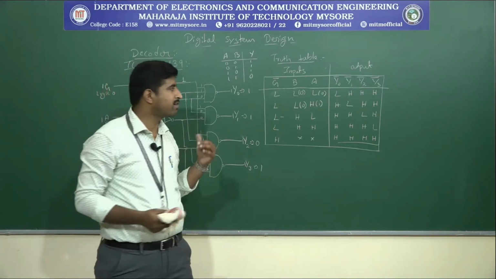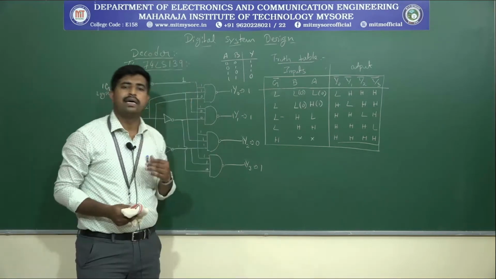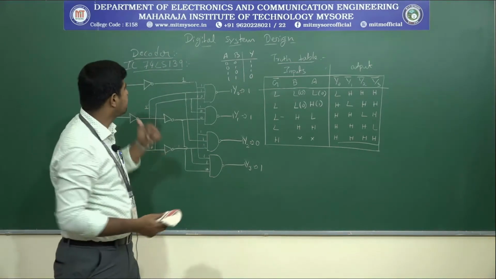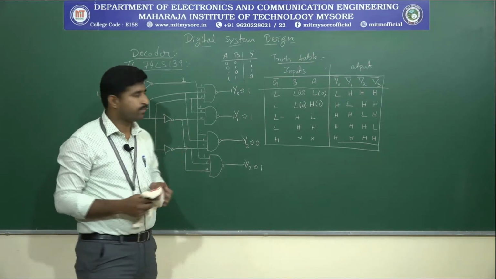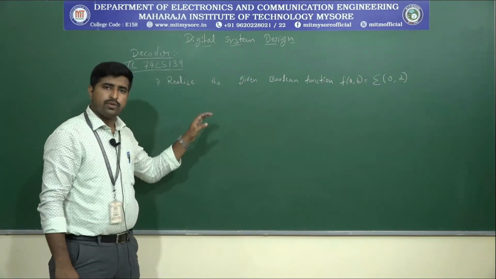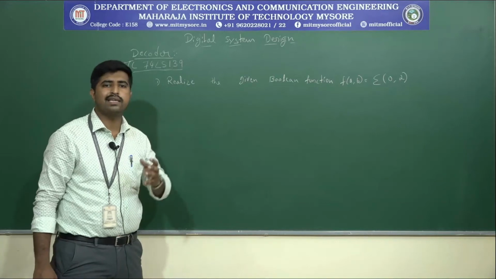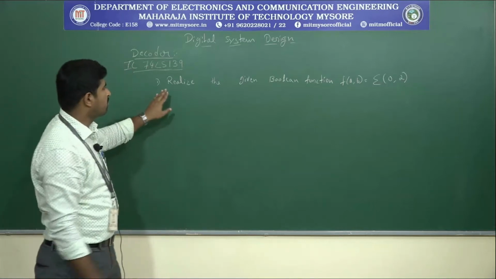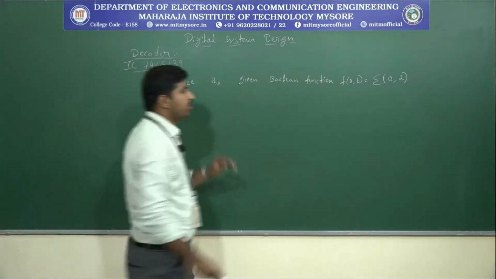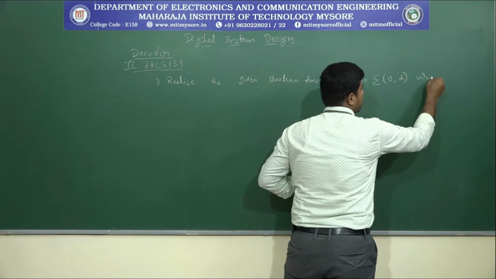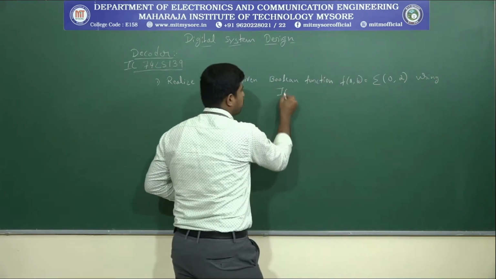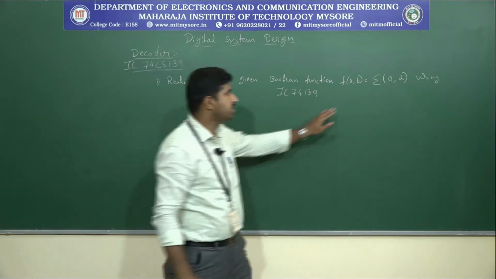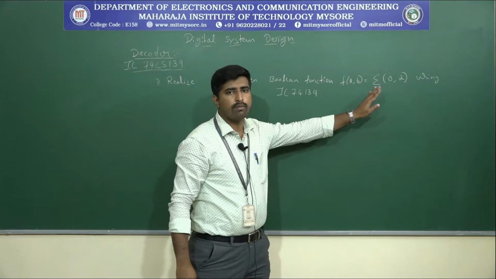Similarly, let us take one more example to see how we can design or realize a two variable Boolean function by using a 74139. So we have taken an example to show that we can realize any two variable function by using an IC 74139. So the problem is: realize the given Boolean function using IC 74139. The given function is f(a, b) equals summation of 0, 2.